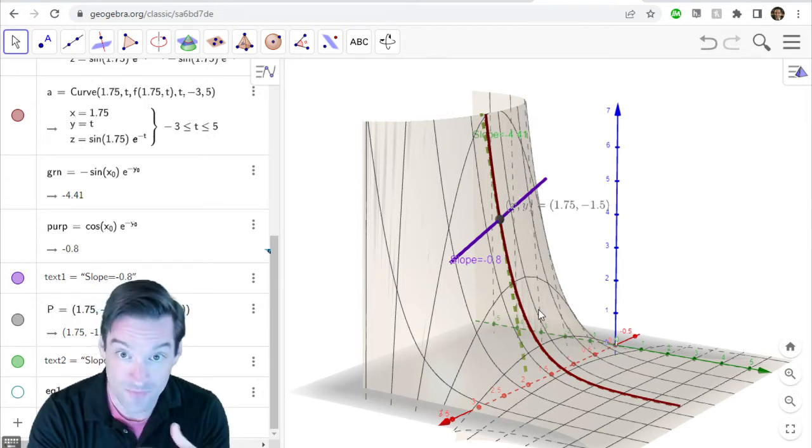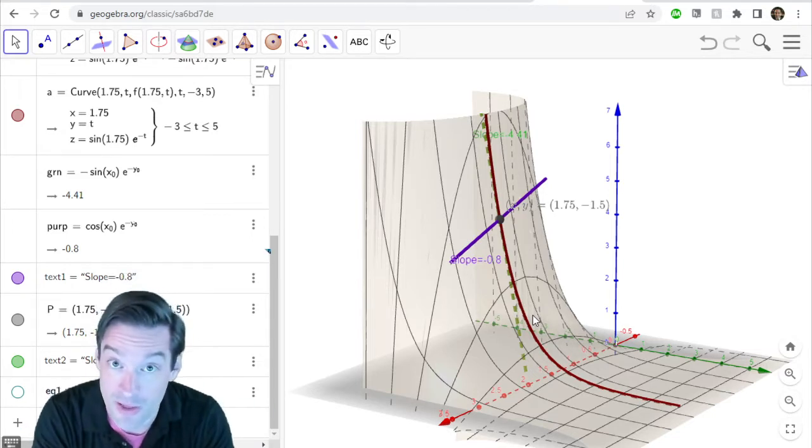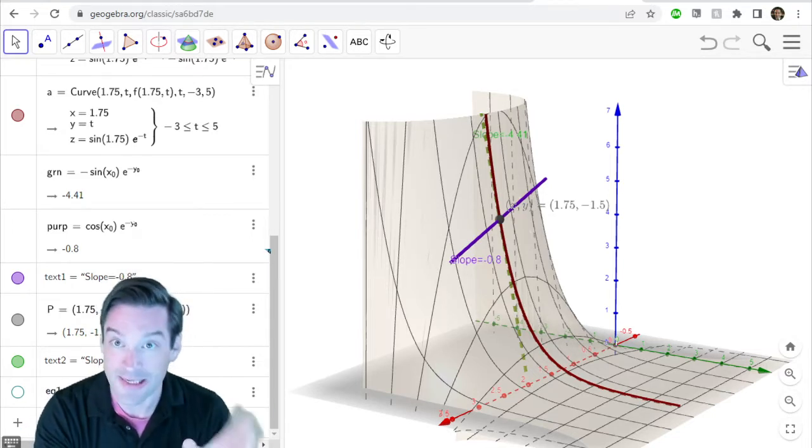So that's the first disguise that our joint use of the x and y partial derivatives is going to wear today. The second is called linearization.